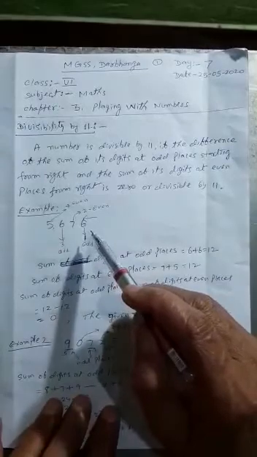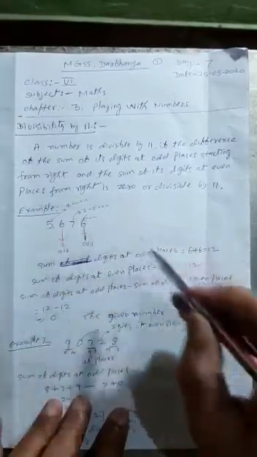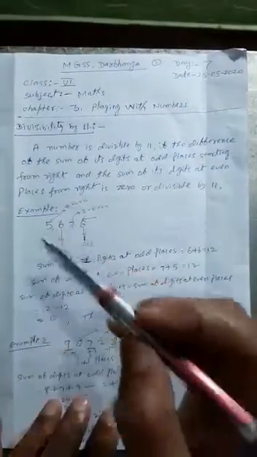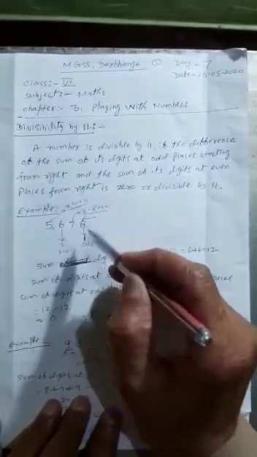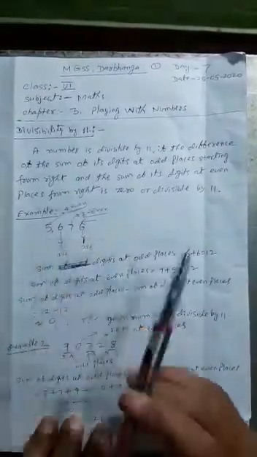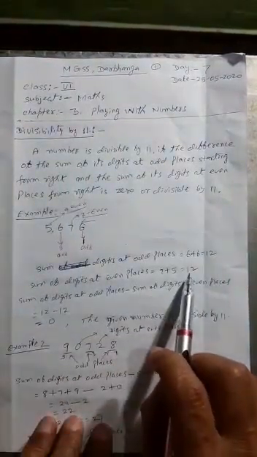We have to add the digits at the odd places. It means 6 plus 6, the sum of digits at the odd places. This is the first digit at the odd place, 6, and this is the second digit, also 6. 6 plus 6 is equal to 12. Now we have to find the sum of digits at the even places. The second place is an even place, and this fourth place is also an even place. Then we find the sum of digits at the even places: 7 plus 5 is equal to 12.